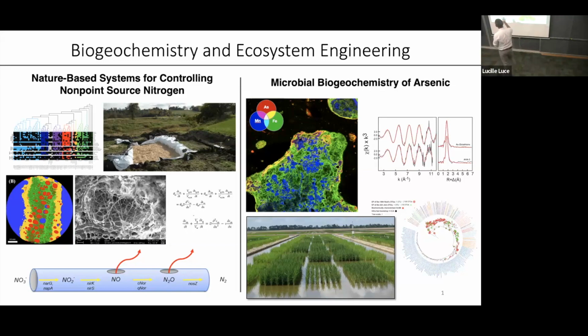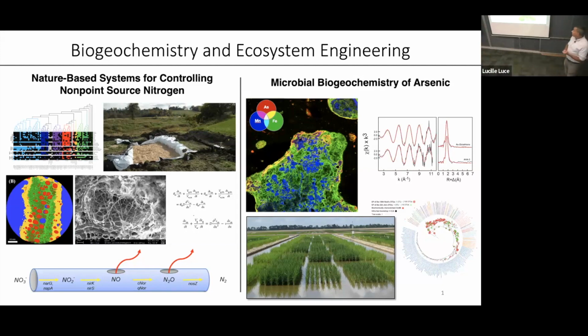One is on nature-based systems for controlling non-point source nitrogen from agriculture, also some urban stormwater. So this is things like constructed wetlands, biofiltration. This is a wood chip bioreactor at a farm near Cornell.